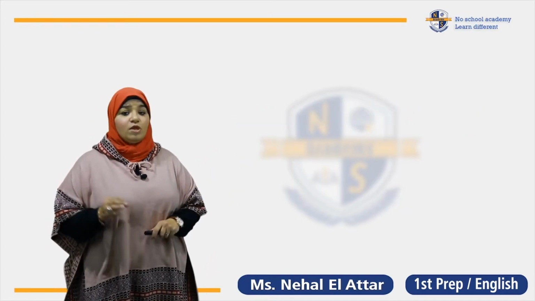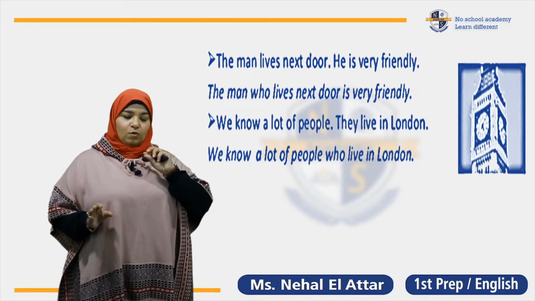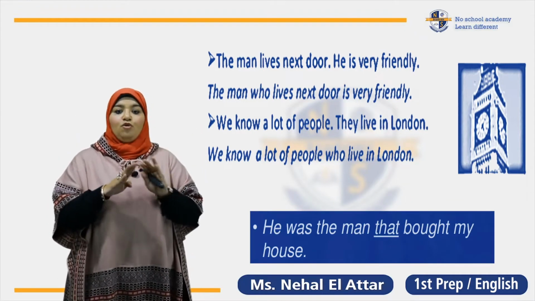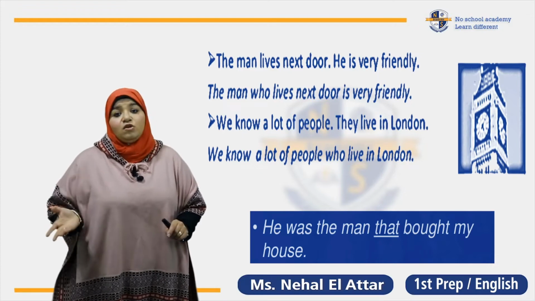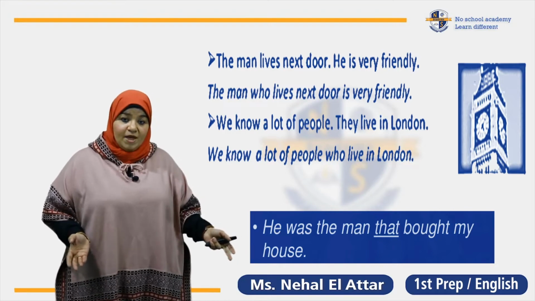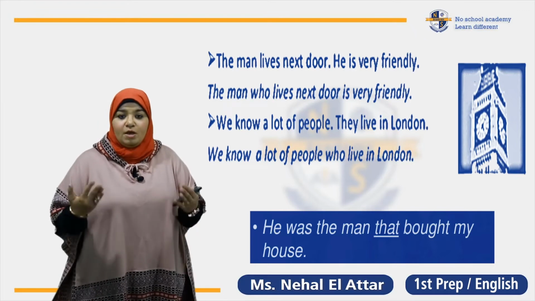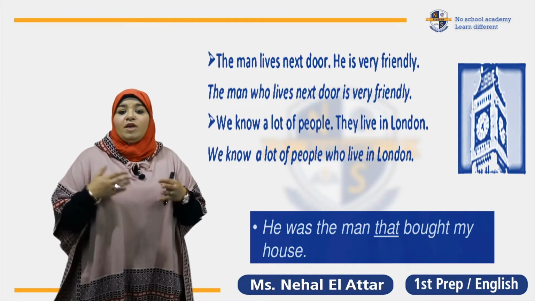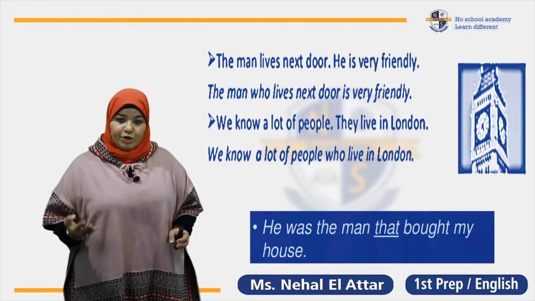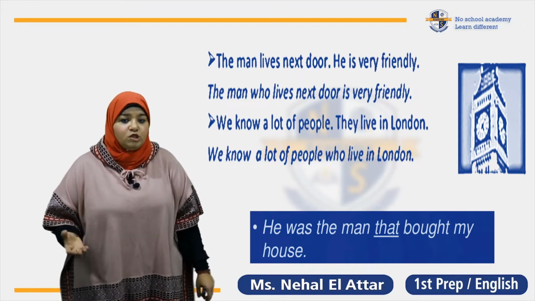The first example: the man lives next door. He is very friendly. As I told you, the question comes in which form? You have two sentences, between them a full stop. So first of all, omit the full stop. Ask yourself, what are we talking about? The friendliness of the man itself, the place that he lives in? No, the main topic that we are discussing here is the man. So the most appropriate, the most suitable pronoun is going to be who.